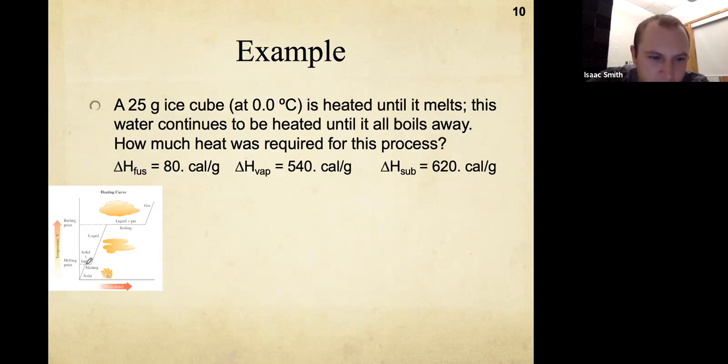Okay, so here we have a 25-gram ice cube at 0 degrees. So we're starting here. The ice cube melts. It then goes up to 100 degrees. And then heat continues to be added until it all boils away, until it's all in the gas form. So all the horizontal lines, if you remember, you have Q equals M delta H, okay? So that's Q1. You can have Q3 here equals M delta H. And then the diagonal lines are going to be Q equals M c delta T.